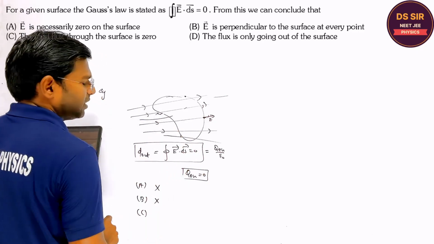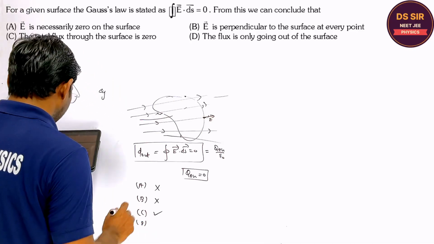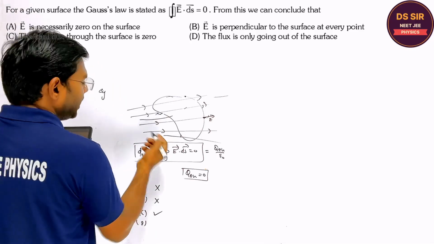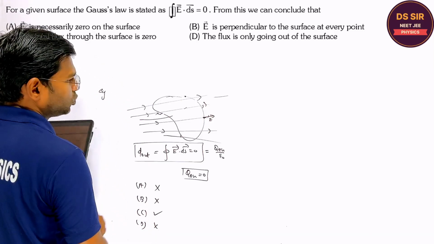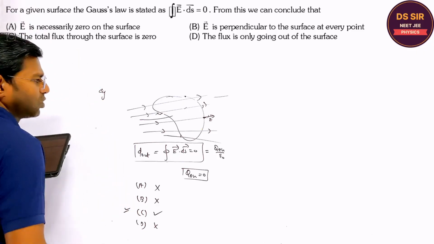This is definitely correct, right? And the D point is what? The flux is only going out of the surface. No, the net flux is 0. There is no meaning of the net flux going out from the closed surface, right? So option C is the correct option, right?